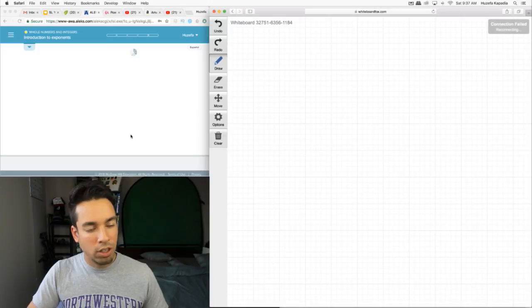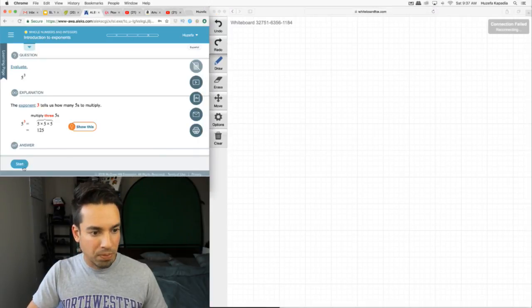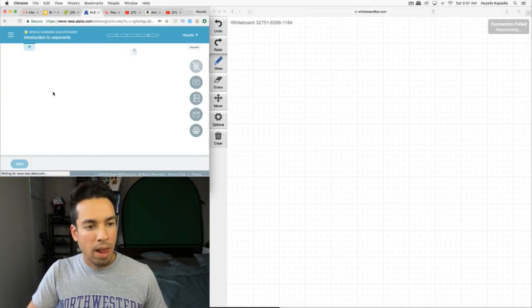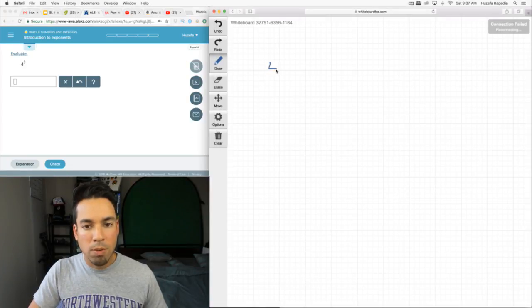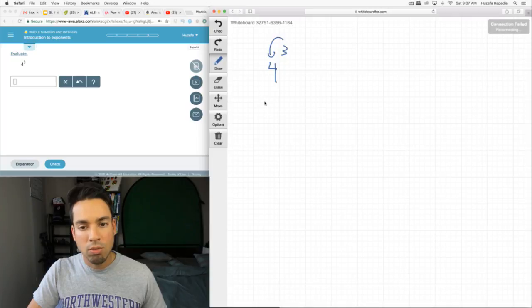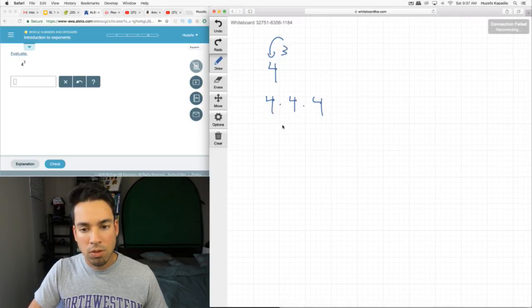All right, next one. Introduction to exponents. Sweet. All right, cool. I love exponents. And let's get it going. 4 to the 3rd power. Remember, that little 3 up here, it's telling us we have a multiplication problem, but it's telling us how many 4s are multiplying against each other. So that 3 means we've got a 4 times 4 times 4. 4 times 4 is 16. Times 4 again is 64. And that's that.